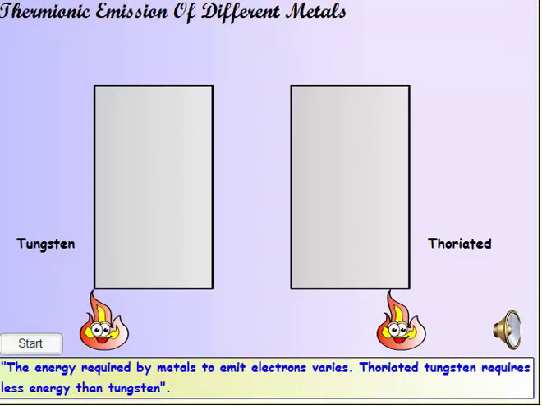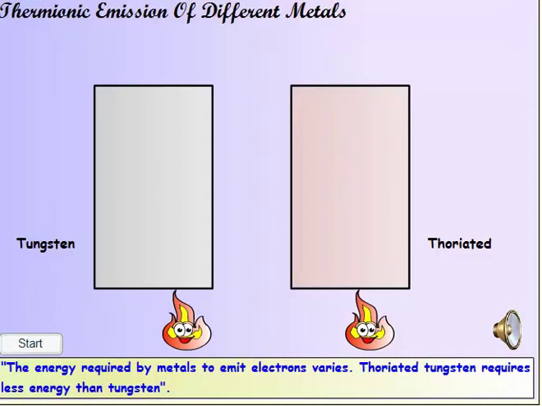The amount of heat energy required for thermionic emission varies from metal to metal. For instance, thoriated tungsten requires much less heat energy than plain tungsten for thermionic emission.